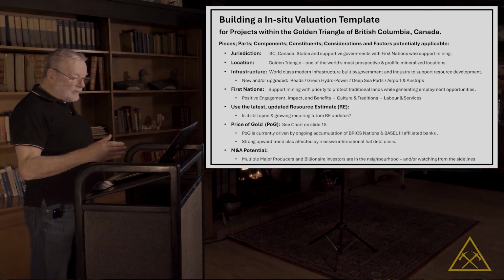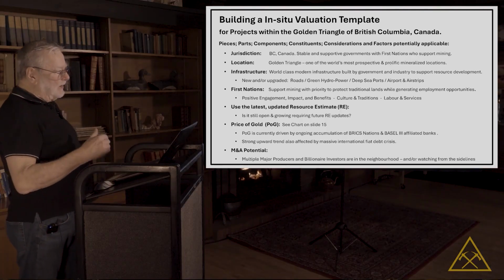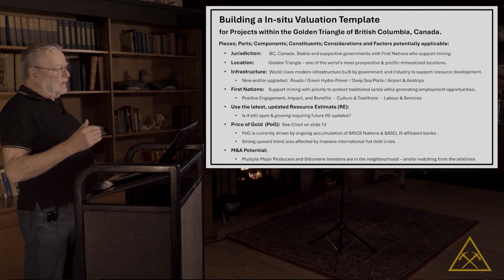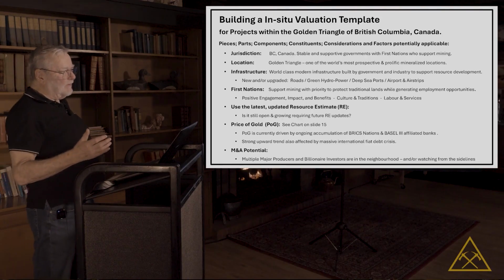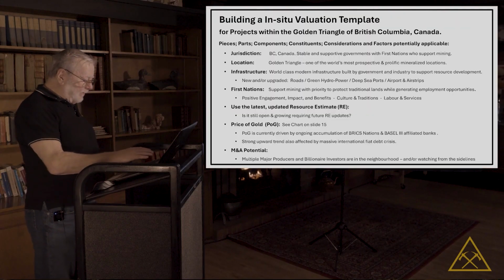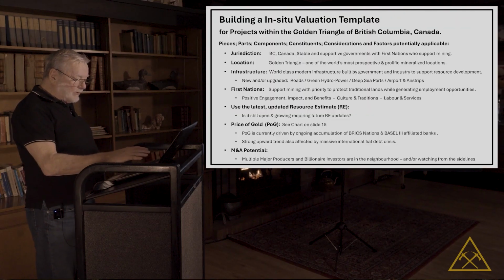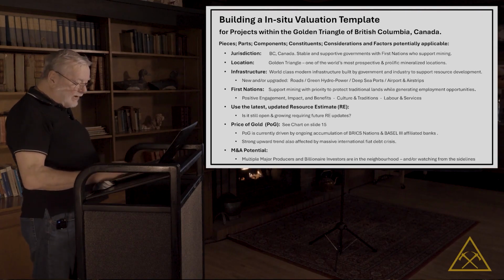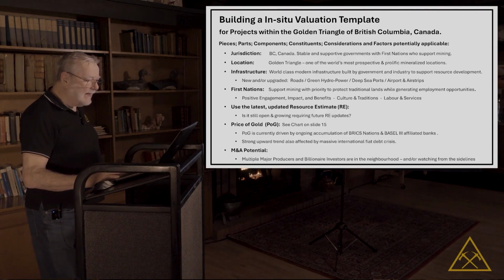Strong upward trend also affected by massive international debt crisis. So as we look at gold trending upward, we're looking at it will move upward and stabilize somewhere because central governments are buying a lot of the gold and they're not going to want to see it go down. And in the future, it looks like that's going to be a piece of the fundamental reset of fiat currencies. So M&A potential. Multiple major producers and billionaire investors are in the neighborhood and watching from the sidelines.